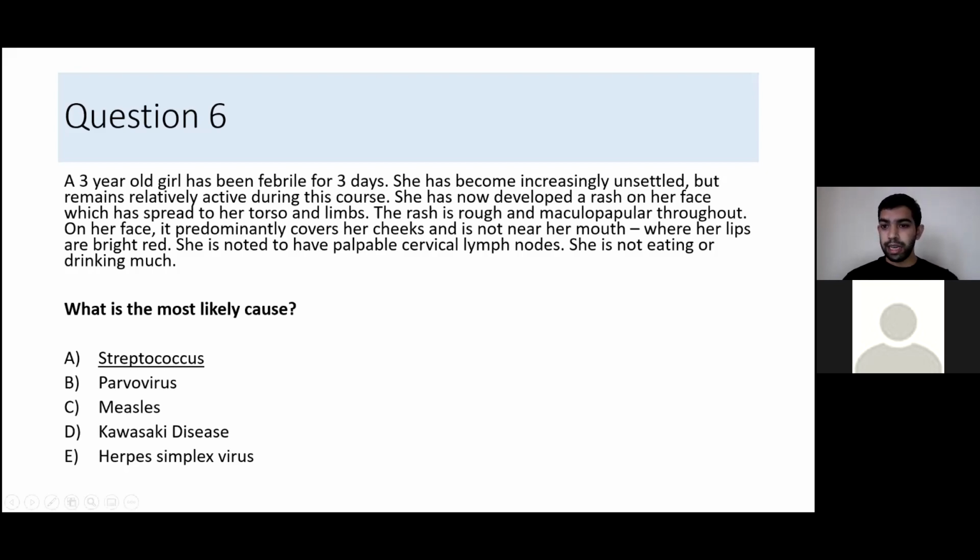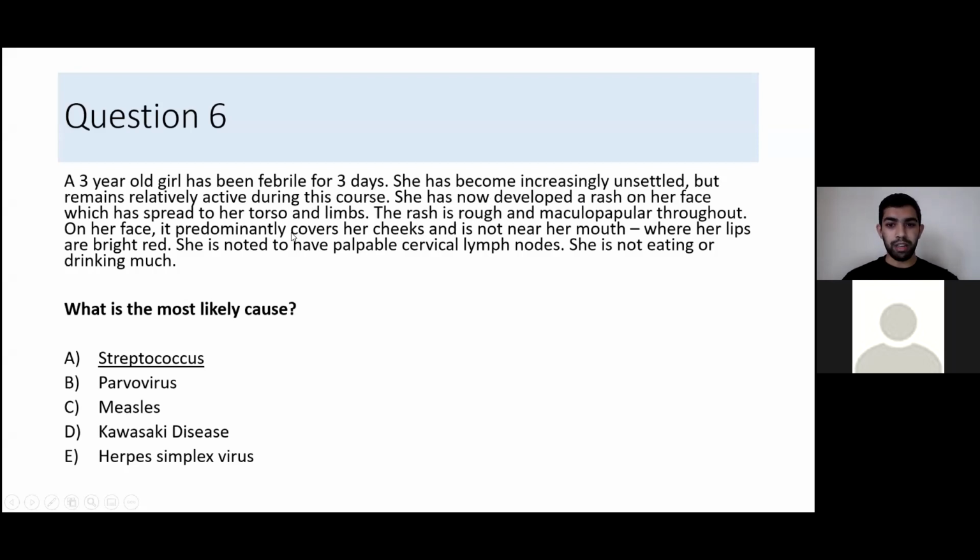So this here is a classical description of scarlet fever. And the key things that point towards this are the fact that there is this facial rash, and the thing to pick up is it's maculopapular, but the fact that it is rough. And you might often read in textbooks that the scarlet fever rash looks and feels like a red sandpaper rash. And this is quite classical.